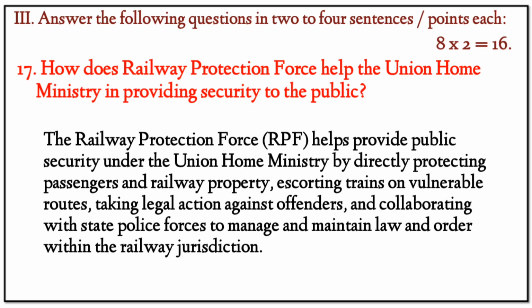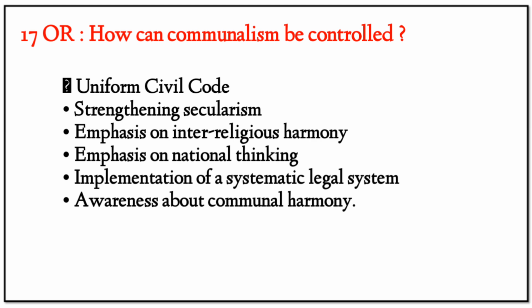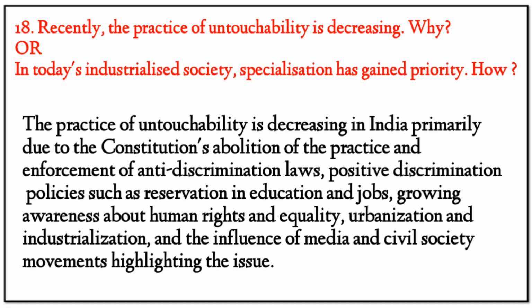Next, question number 17 or 17's OR: How can communalism be controlled? Answer: uniform civil code, strengthening secularism, emphasis on inter-religious harmony, emphasis on national thinking, implementation of a systematic legal system, awareness about communal harmony.